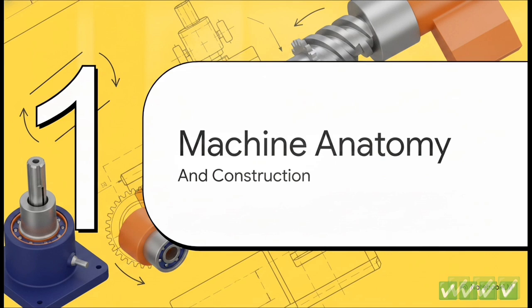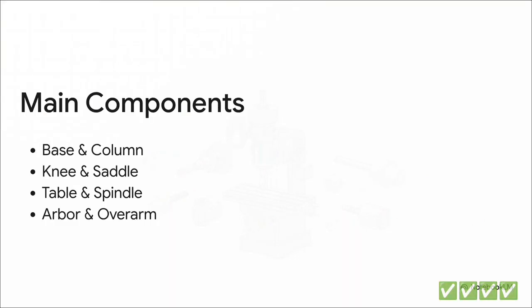Section 1. Machine anatomy and construction. Think of this next part like an exploded assembly diagram. It all starts at the bottom with the heavy cast iron base and the super rigid vertical column that literally supports the entire shebang. Now, riding up and down on the face of that column is the knee. That gives us our vertical motion. Sitting right on top of the knee is the saddle for your in and out cross motion. And finally, the table, which holds the workpiece and moves longitudinally, left and right. Above all of this sits the spindle, the spinning heart of the machine, which usually uses an arbor and an overarm to rigidly hold the cutting tools in place.